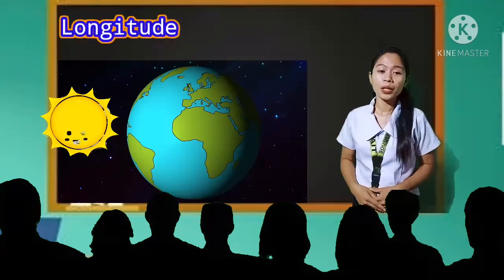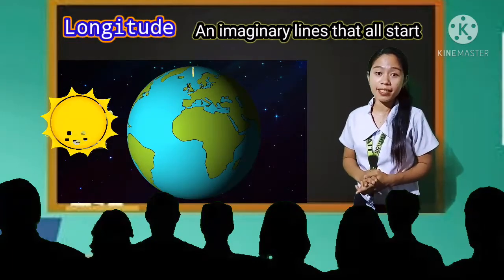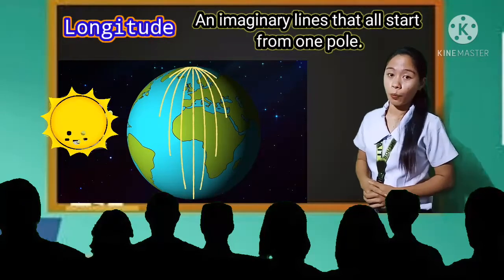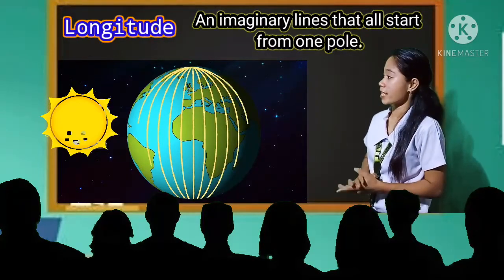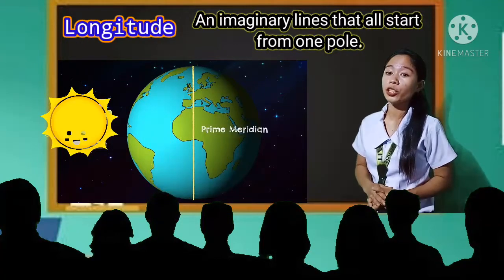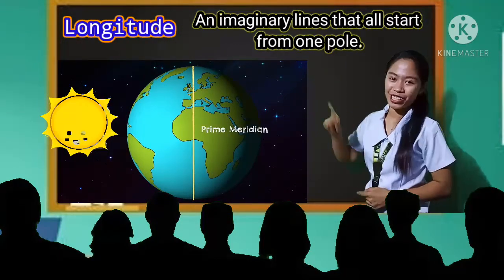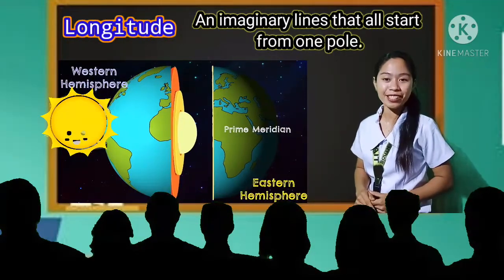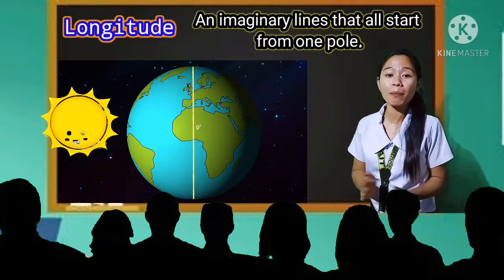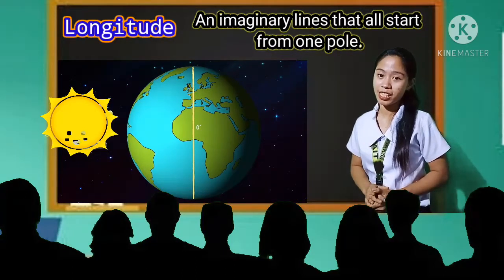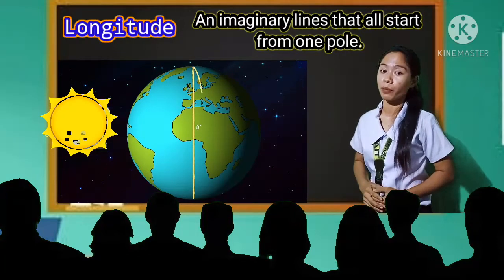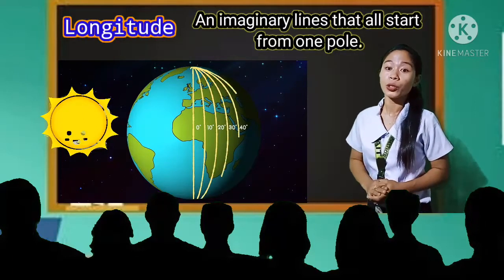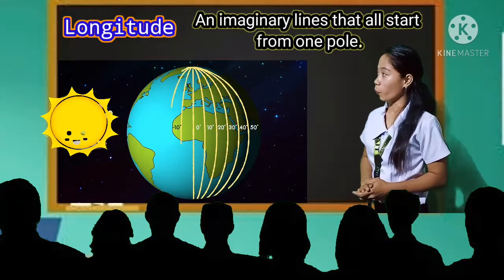While longitudes are imaginary lines that all start at one pole, they move away from each other until they get to the equator, and then they start closing and meeting again at the other pole. The central longitude is called the prime meridian. This line divides the Earth into the western hemisphere and the eastern hemisphere. Like the equator, the prime meridian marks 0 degrees longitude. East of the prime meridian, longitudes go up to 180 degrees east, and longitudes west of the prime meridian go down as negative numbers to negative 180 degrees.